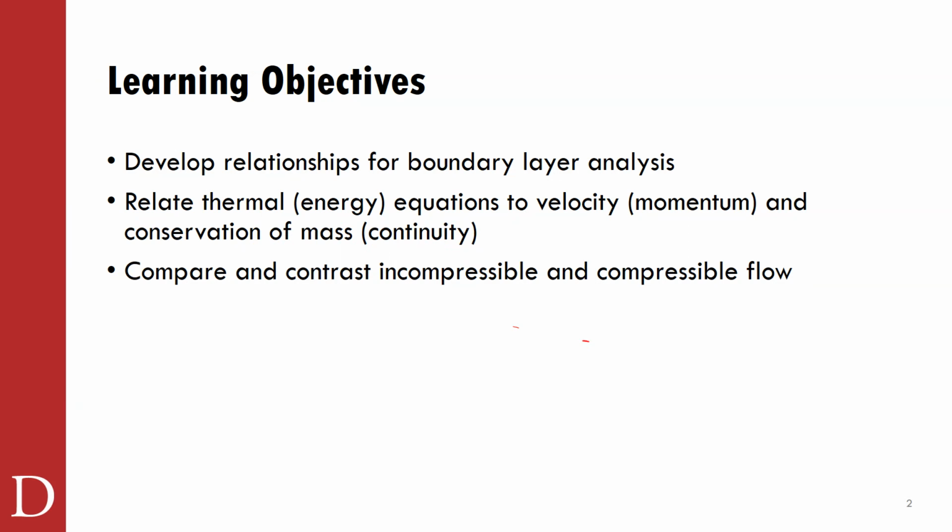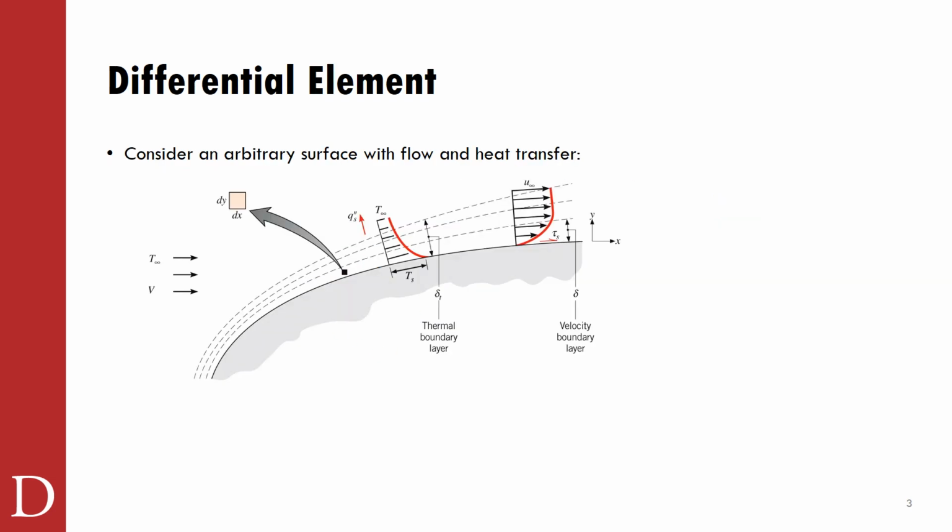So today our learning objectives are to develop relationships for the boundary layer analysis. So within that boundary layer that we learned about last time, how do we analyze the flow, how do we analyze the temperature? We're going to relate the thermal or energy equations to velocity and mass. So we'll look at how we apply conservation of mass, conservation of momentum, and conservation of energy to a control volume. And then we'll talk a little bit about compressible and incompressible flow and how those are related.